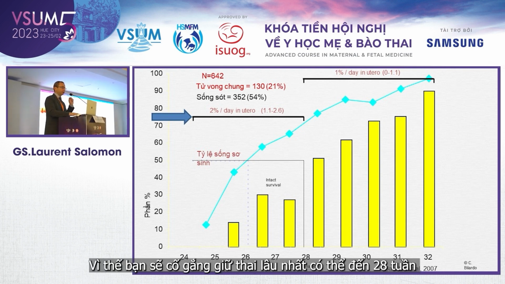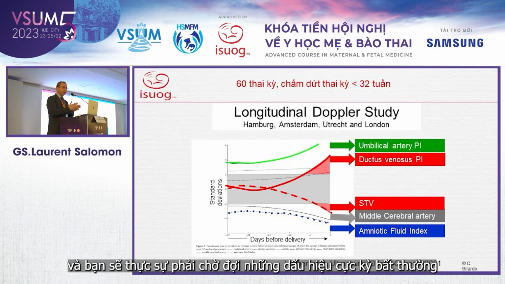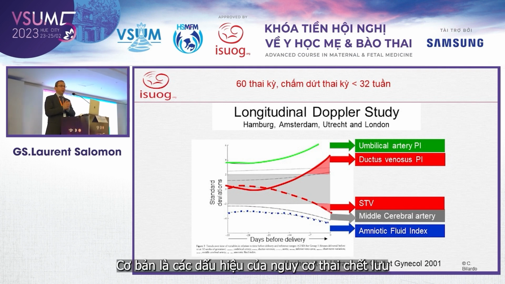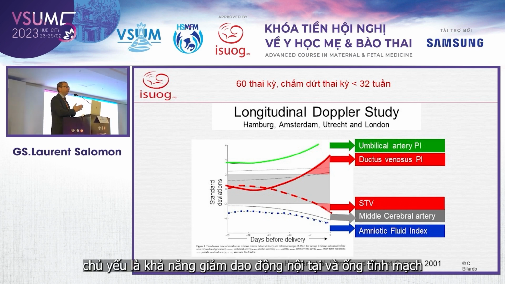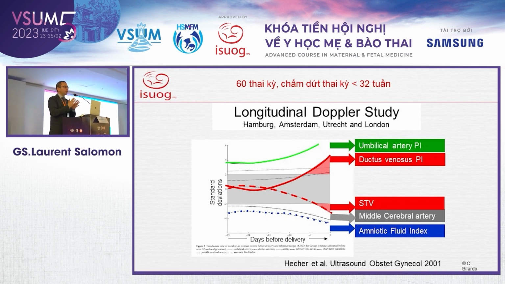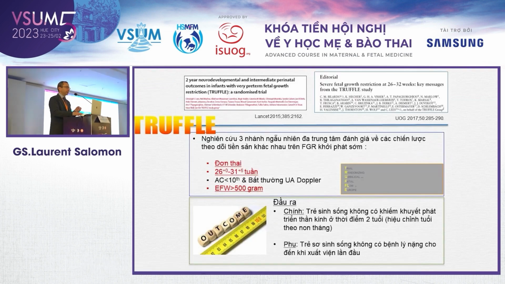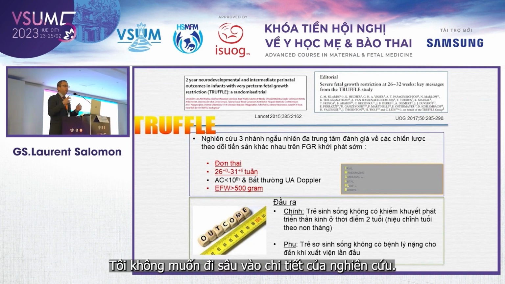So you will try to maintain the pregnancy as much as possible until 28 weeks of pregnancy, and you will really have to wait for extremely abnormal markers to decide to deliver a baby before 28 weeks. Basically, these late markers of high risk of intrauterine demise are mainly the short-term variability of the fetal heart rate and the ductus venosus. This has been very well proven in the TRUFFLE study. I do not want to enter too much into the details of the study.